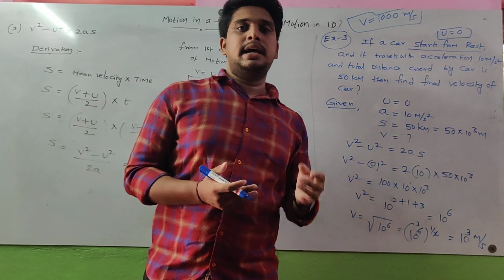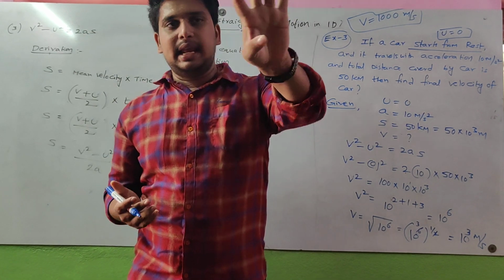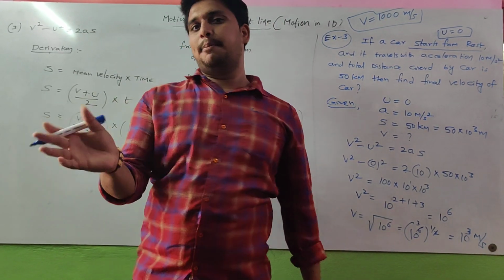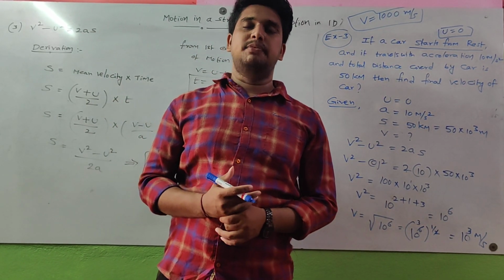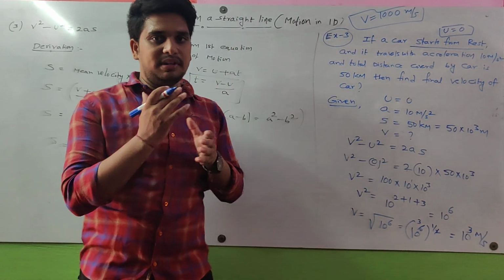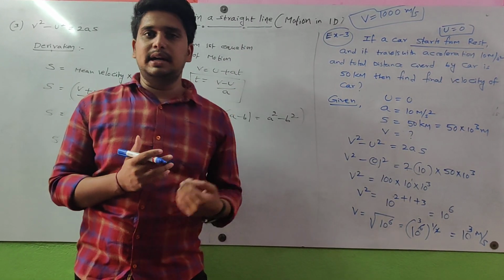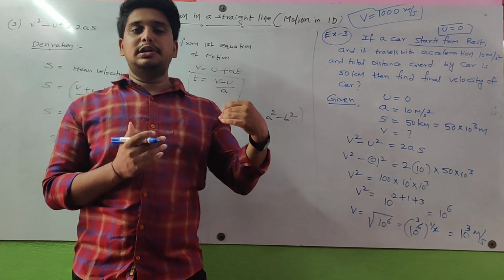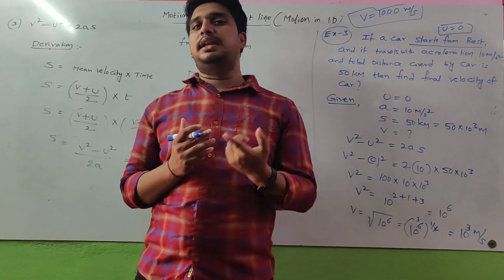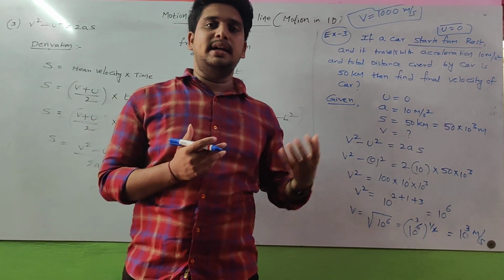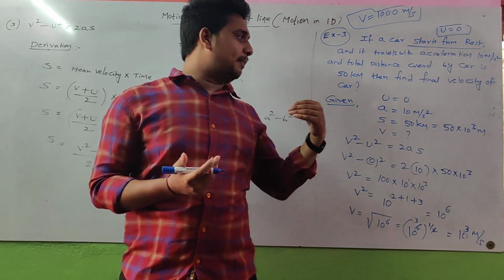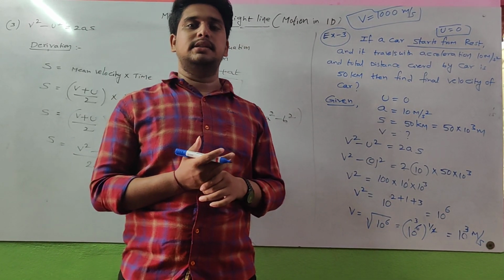Now, when v, u, a, s, these 4 parameters are given, we apply the third equation here. So by observing the data, what is given and what formula we should choose, this is very important. Based upon the given data we should choose the formula and apply it. We got the answer for this question.